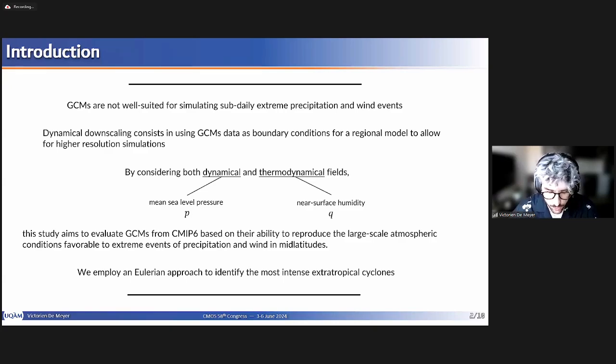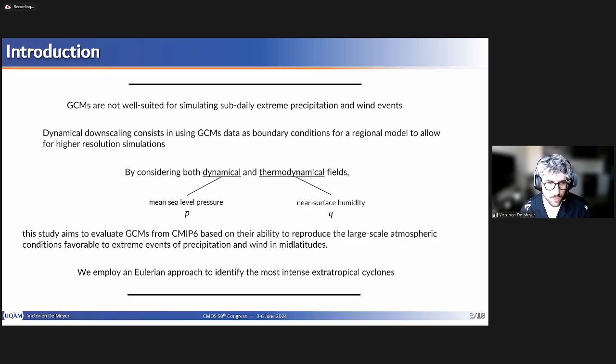So the purpose of what we do here is to, at a later stage, study extreme precipitation and strong wind events in regional climate model simulations. But to do so, we use dynamical downscaling, which consists in using GCM data as boundary conditions for a regional model to allow for higher resolution simulations that might be more suited to study sub-daily extremes.